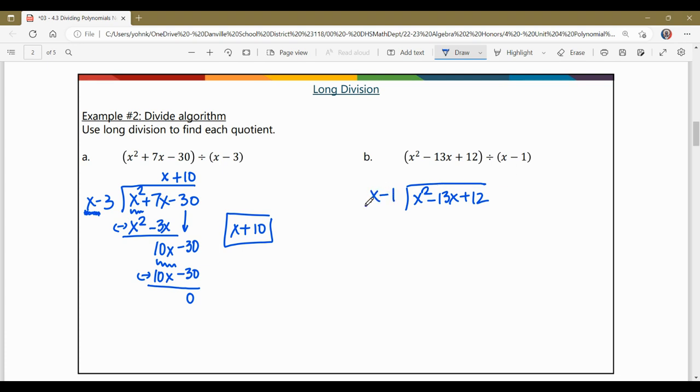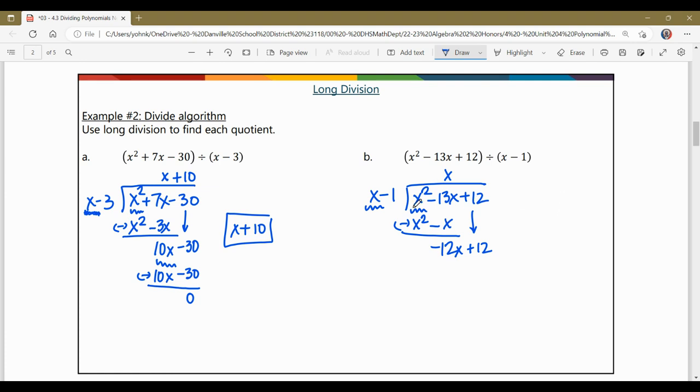So we're going to ask ourselves, how many times does x go into x squared? And the answer is x times. So I distribute. X times x is x squared. X times negative 1 is negative x. Draw your line and subtract. X squared minus x squared is 0. Negative 13x minus a negative x is negative 12x. Bring down the plus 12.